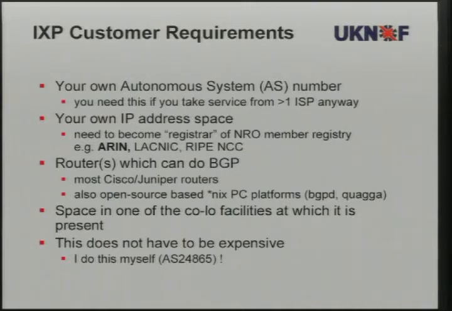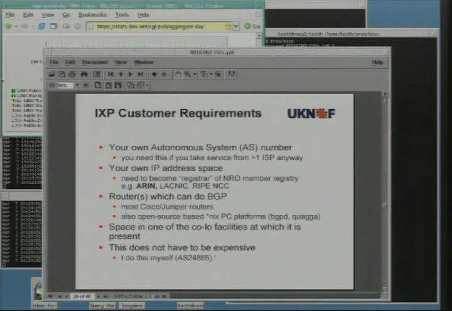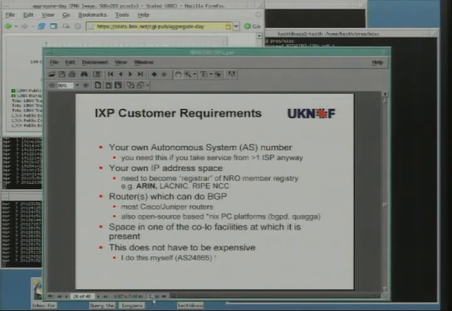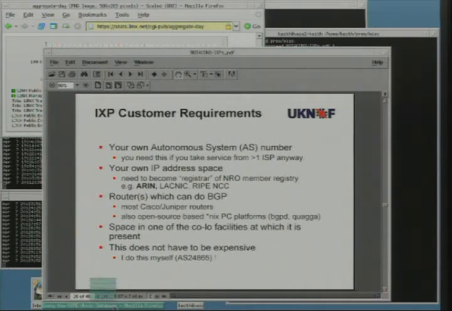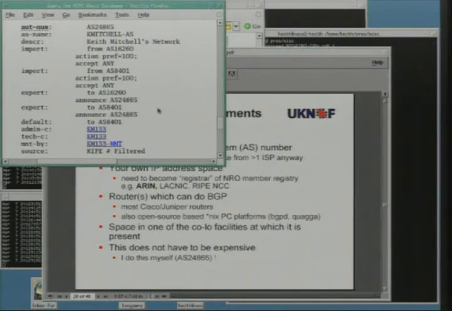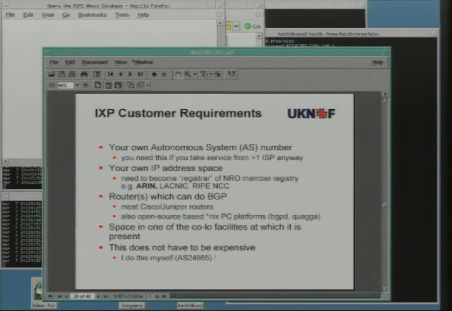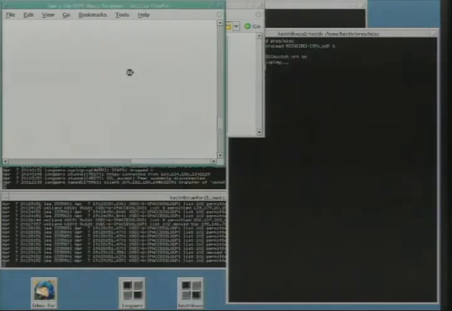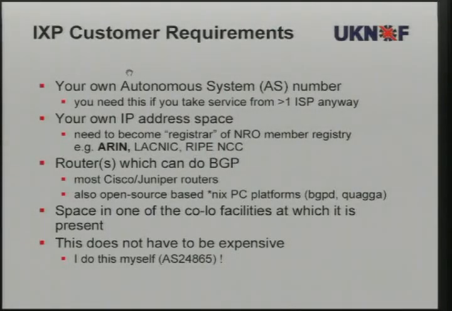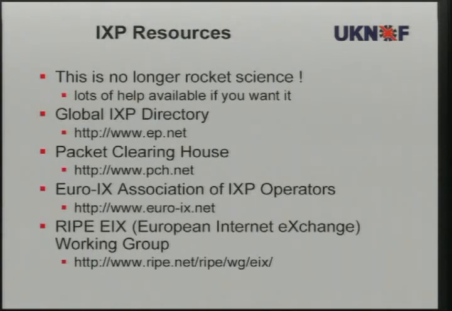And some people have strange hobbies. My strange hobby is I run my own AS. Just to prove it, here's the entry from the RIPE database, which says what my routing policy is in terms of what other AS I connect to. And so, as I said, it's a slightly strange hobby, but it's within the means of most ISPs these days to connect to an exchange.